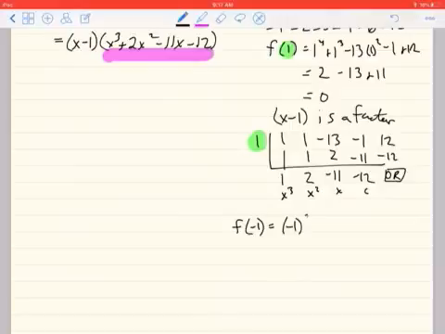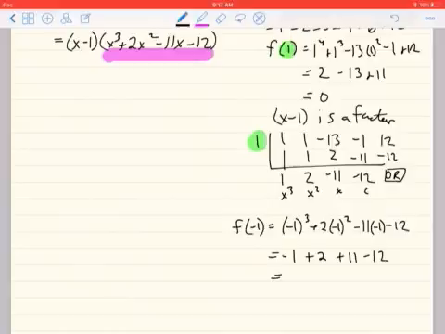So negative 1 cubed plus 2 times negative 1 squared minus 11 times negative 1 minus 12. We end up getting negative 1 plus 2 plus 11 minus 12, and that would be, negative 1 plus 2 is 1, plus 11 is 12, minus 12. Oh, look at that. That works too. So now that means since f at negative 1 equals 0, x plus 1 is a factor. Now remember, it's really x minus negative 1, which becomes x plus 1.